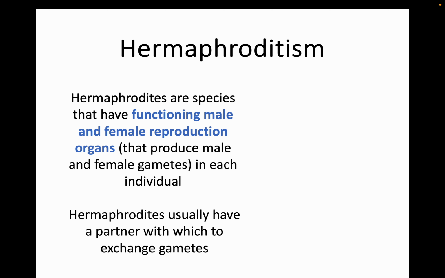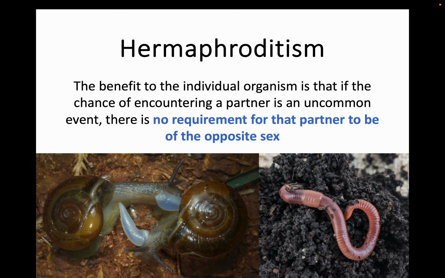The other part we talk about is something called hermaphrodism. So hermaphrodites are a species or members of a species that have functioning male and female reproductive organs. So the key point being they both still function as male and female reproductive organs. They produce male and female gametes. In these organisms then, hermaphrodites will usually have to find a partner to exchange gametes, just in the standard form of sexual reproduction as well.